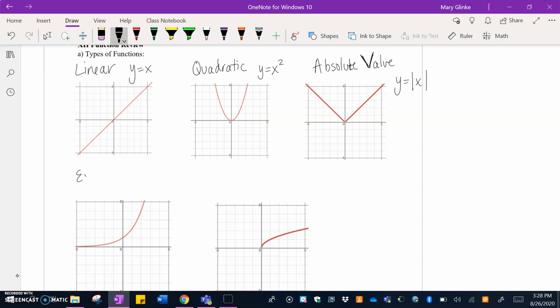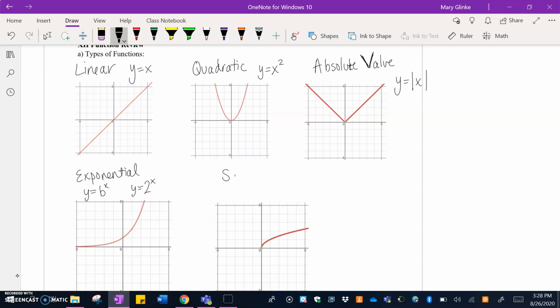The next one here is exponential. It looks like a slide. And normally it's y equals b to the x, where b is your base. This specific one, my base here is 2, so it's y equals 2 to the x. This one, your x is your exponent. That's what makes it exponential in your equation.